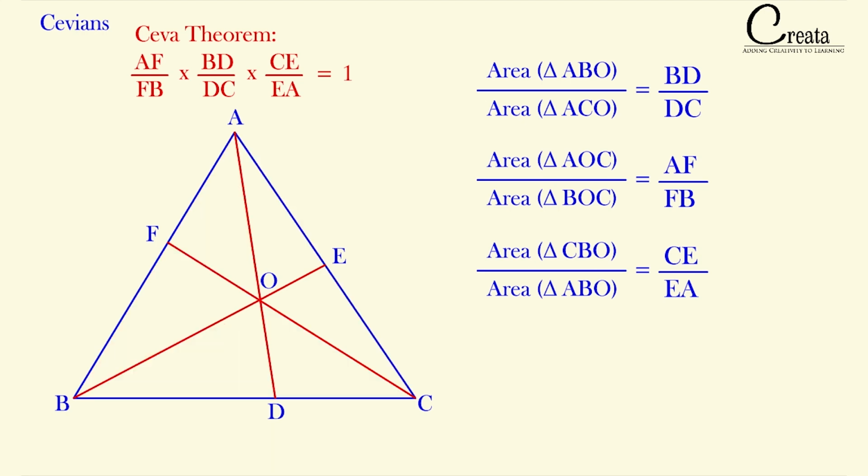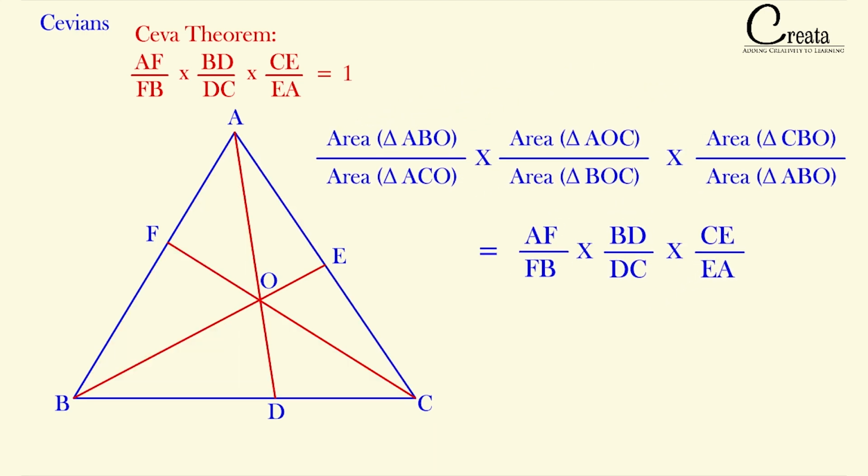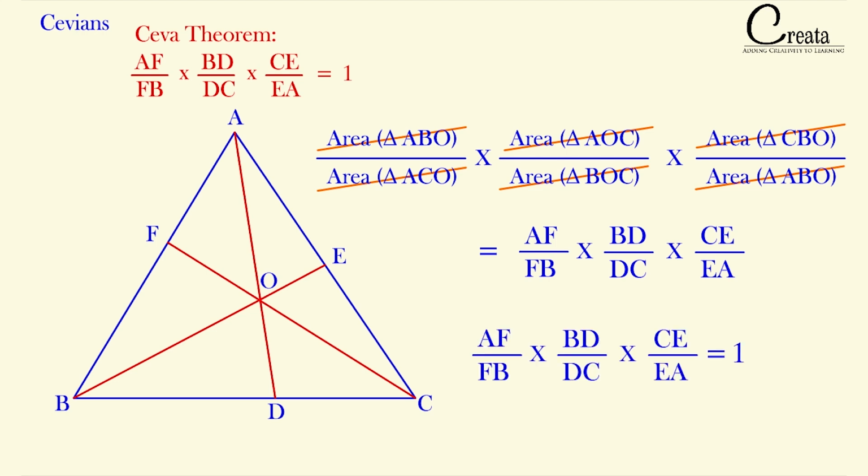Further, if we multiply all these three equations, we get this equation. Here if you observe, the areas of these triangles will cancel out each other and we will remain with AF upon FB into BD upon DC into CE upon EA is equal to 1. That is our Ceva's theorem. This is Ceva's theorem. The product of the ratios of the segments of the Cevians in a cyclic way is always 1. This theorem is only applicable when the three Cevians are concurrent, that is, they are intersecting at a common point. Got it?